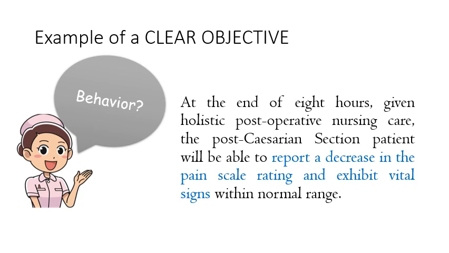What's the behavior? To report a decrease in the pain scale rating and exhibit vital signs. What's the condition? Given holistic post-operative nursing care. And what's the degree? Within normal range. Okay, so did you understand how to write a clear objective now? Hopefully, yes. Let's go to our next topic.